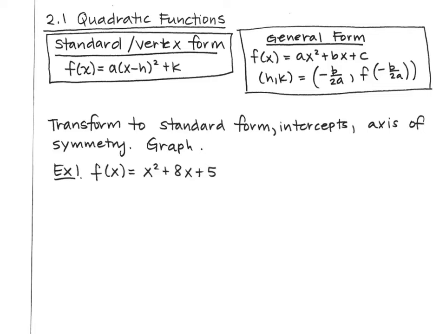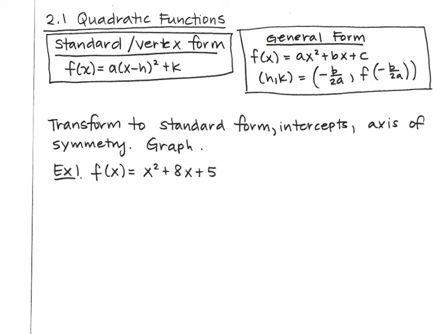There's two common formats for a quadratic function. This first one is vertex form. Your book also refers to this as standard form, and that's f of x equals a times x minus h squared plus k. This is a parabola. It's going right h and up k, so the vertex would be h, k.